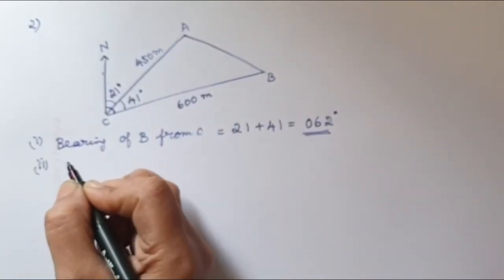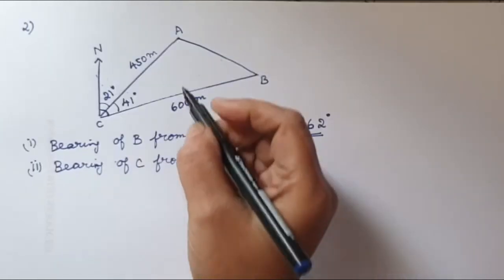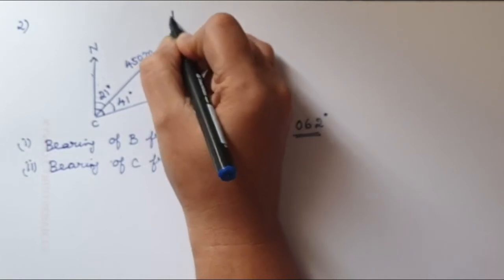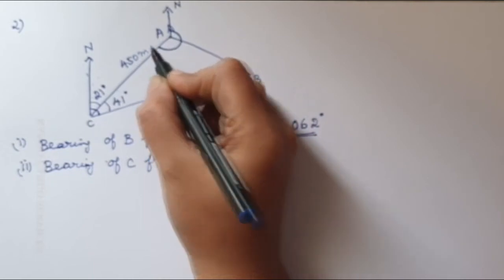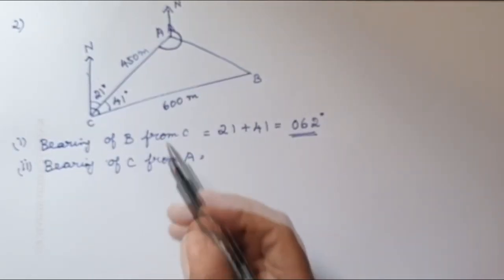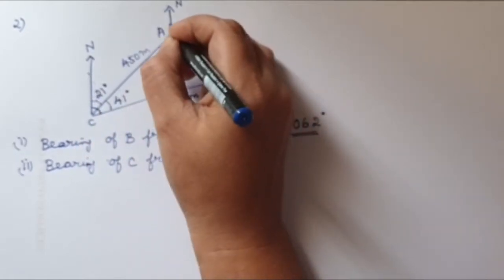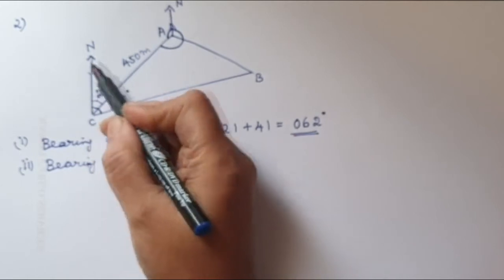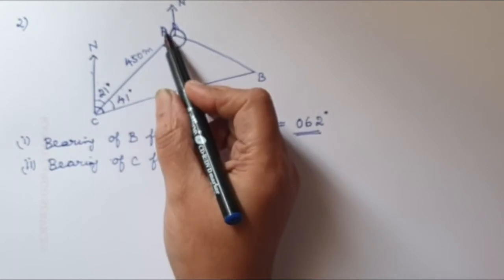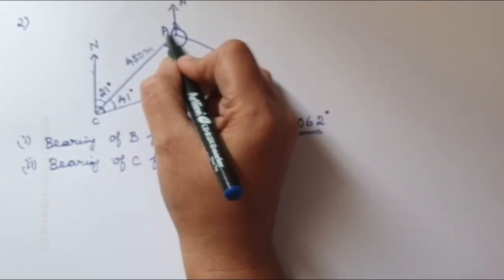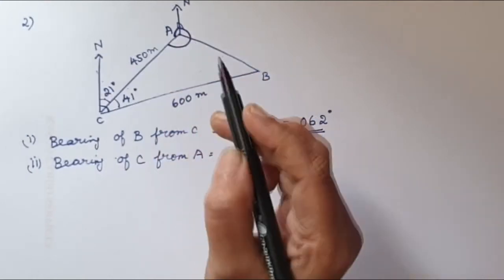Then the second part is bearing of C from A. So at north we draw the line at A. So this angle we need to calculate. In order to calculate this angle, this is also north, this is also north. So this is 21 degrees, so we can calculate this interior angle. See, it is in the shape of a U. So when we calculate the interior angle, these two angles will add to 180 degrees. So let us find this small angle over here. Then 360 minus this angle will give us a bearing.